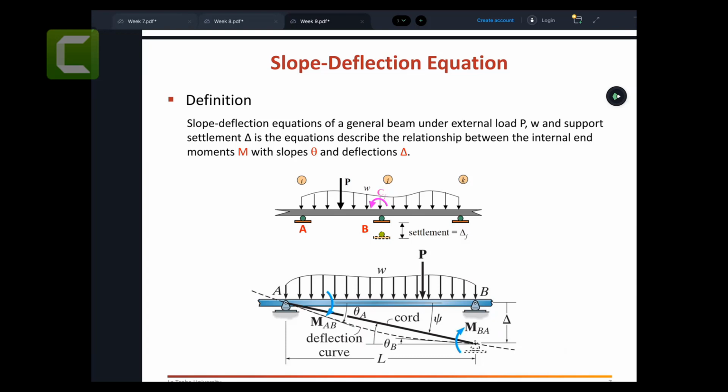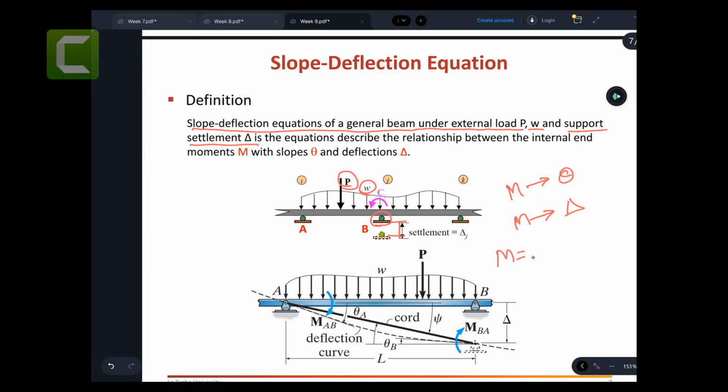What are slope deflection equations? The definition is given, so let me read it word by word, and I will add more details. The slope deflection equation is for a general beam under an external concentrated load P, a uniformly distributed load W, and a support settlement delta. Let's say this support is settled by delta. It is the equation to describe the relationship between the internal end moments with the slope theta and deflection. So it is a relationship between the internal moments with the slope, and internal moments with the displacement.